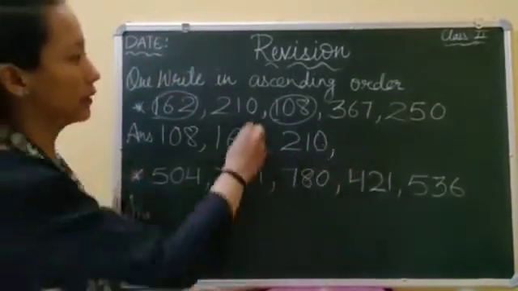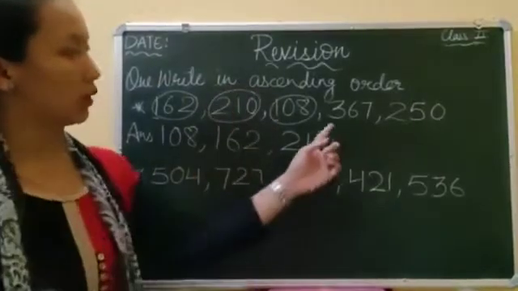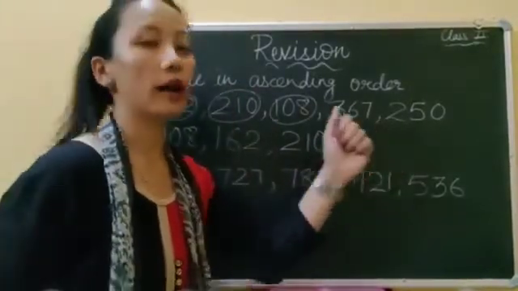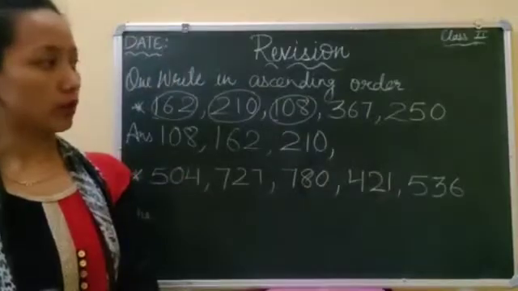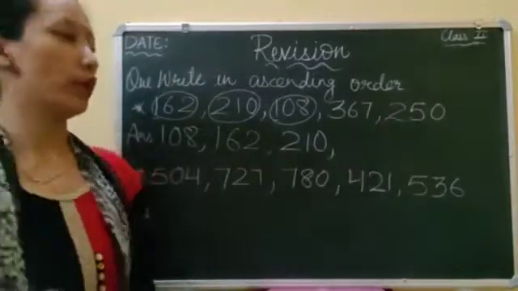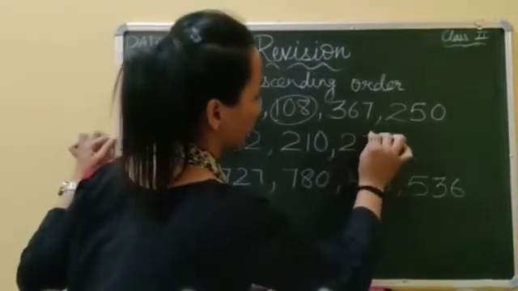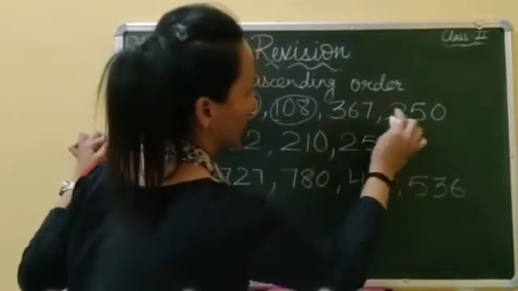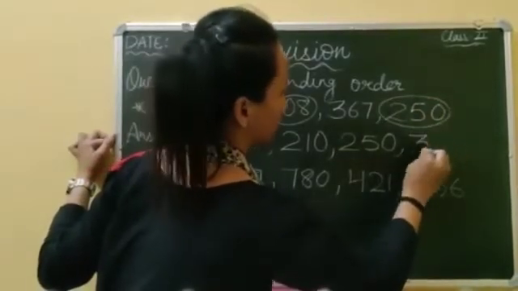Then this is also done. And here we have 367 and 250. Which is smaller? 250. So write 250. And last, 367.